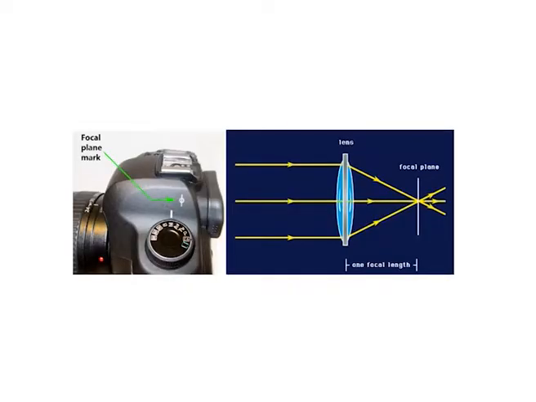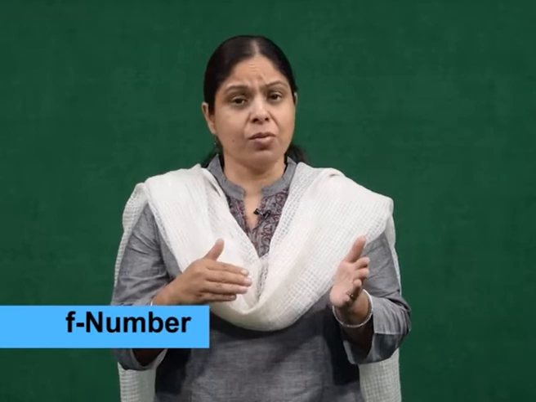Now the focal plane is defined as the imaginary plane which passes perpendicular to the principal axis and through the focus. F number: it is the ratio between the focal length and the diameter of the diaphragm. Now F number is actually equal to F by D, where F is the focal length and D is the diameter of the slit or the diaphragm.